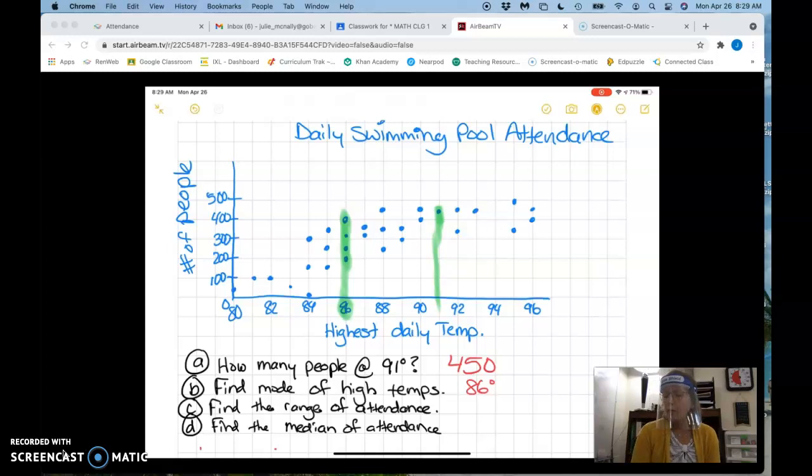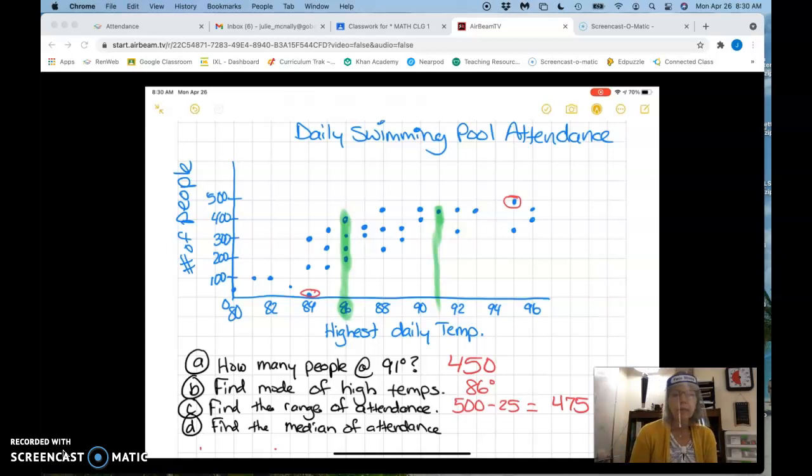Okay. Find the range of the attendance. So this one's a little bit tricky. So we're going to assume that this low dot is 25 people because it's not all the way down on 0. And then the highest dot we have is at 500. So to find the range, we're just going to subtract the lowest amount from the highest amount. So how much is that? Yeah. So the range of attendance is 475 people.